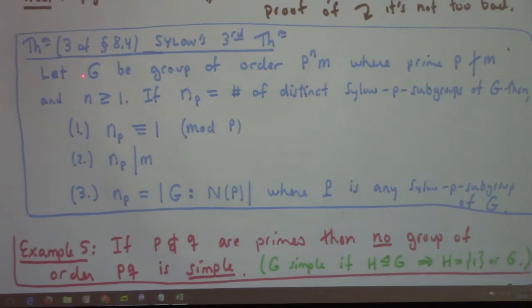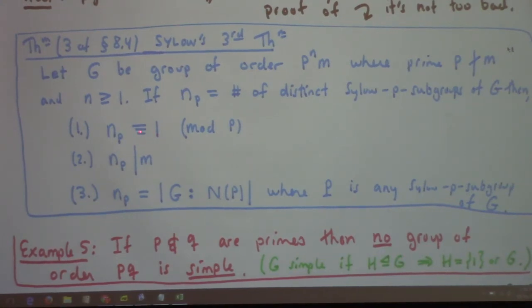All right, so let G be a group of order p^n m, where p does not divide m, and n is greater than or equal to 1. And n_p, what is this? This is the number of distinct Sylow p subgroups of G. All right? Then we have these three things.